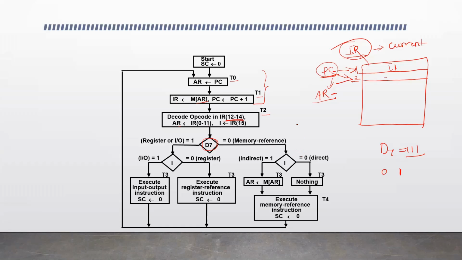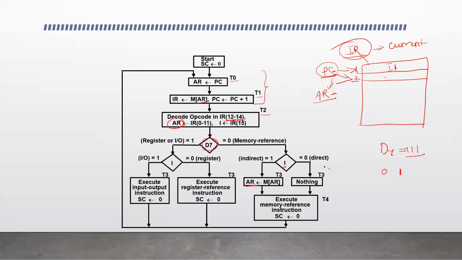Now we have finished the fetch phase and decode phase, and the next phase is to find the effective address. For memory reference instructions, we see if the address is direct or indirect by checking the I bit. If I is 0, it is a direct address. We don't have to do anything because we already have the direct address in the address register. In case of an indirect address, if I is 1, we need to move the address specified by this particular location to AR. Now this is the effective address of the operand.